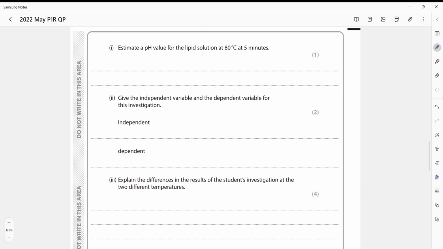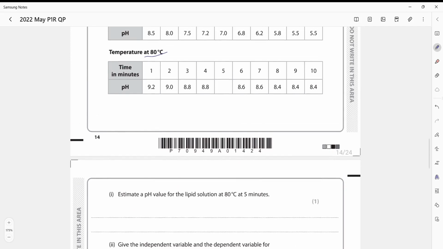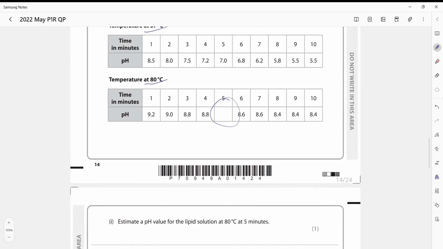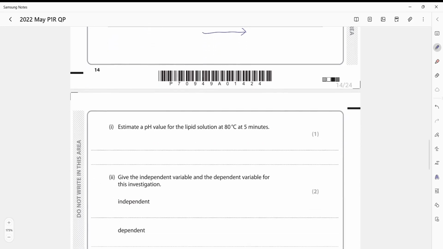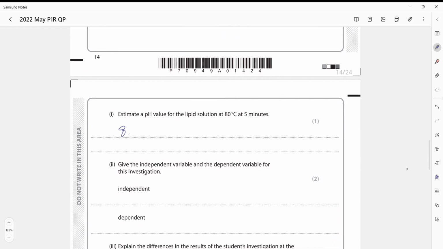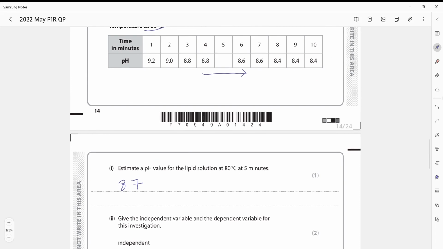Part 1, estimate a pH value for the lipid solution at 80 degrees at 5 minutes. So it's talking about this blank space here. We can see that it is slightly decreasing, so maybe we can write 8.7 there. They do accept a range between 8.6 and 8.8, so any number between these two numbers is fine.